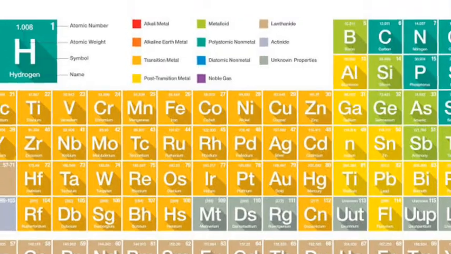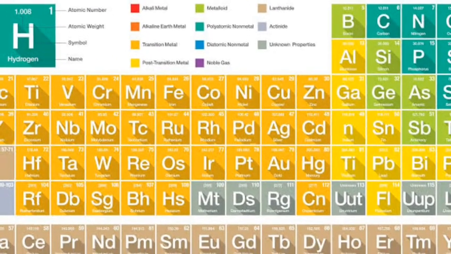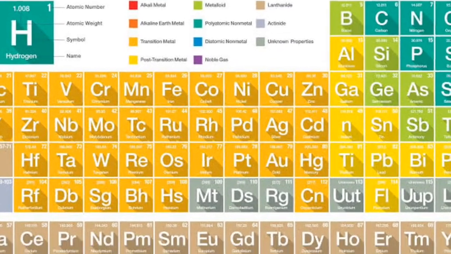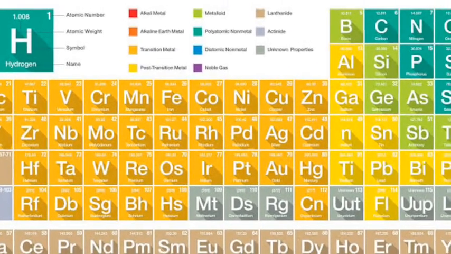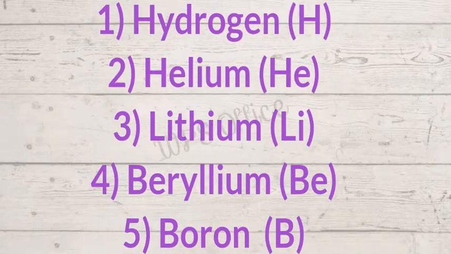Next, this is a diagram of a periodic table, and our elements are arranged according to their increasing atomic number. Now you need to know the first 20 elements. 1. Hydrogen. 2. Helium. 3. Lithium. 4. Beryllium. 5. Boron.